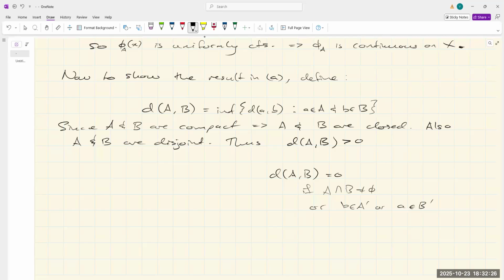Okay, so basically, in order to get the distance between these two sets to be strictly positive, they must be disjoint, but also they cannot have any limit points in common. They cannot share any limit points. They have to be separated sets. But we don't need that definition.